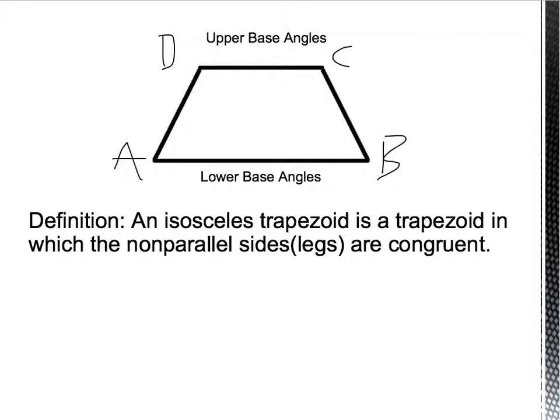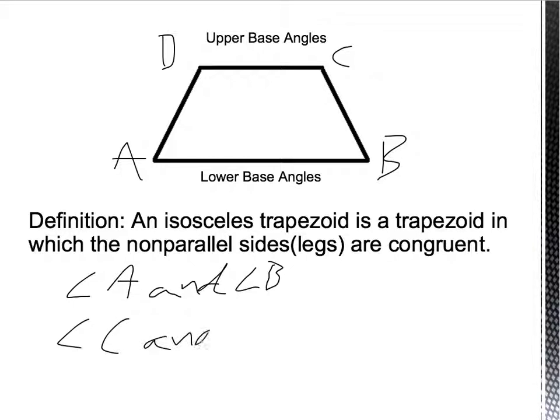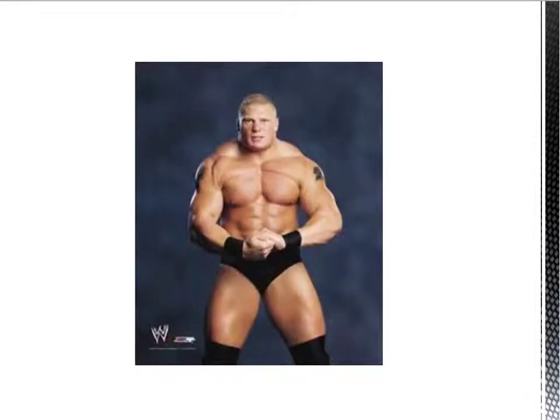In the figure, angle A and angle B are called the lower base angles, and angle C and angle D are called the upper base angles. Notice the isosceles trapezoid.